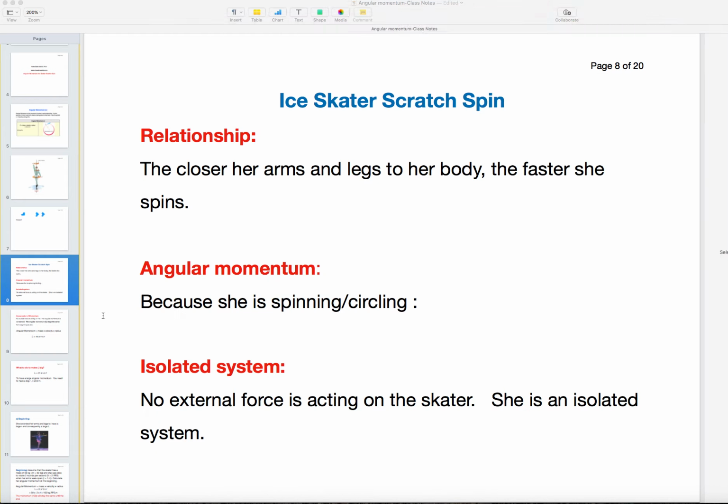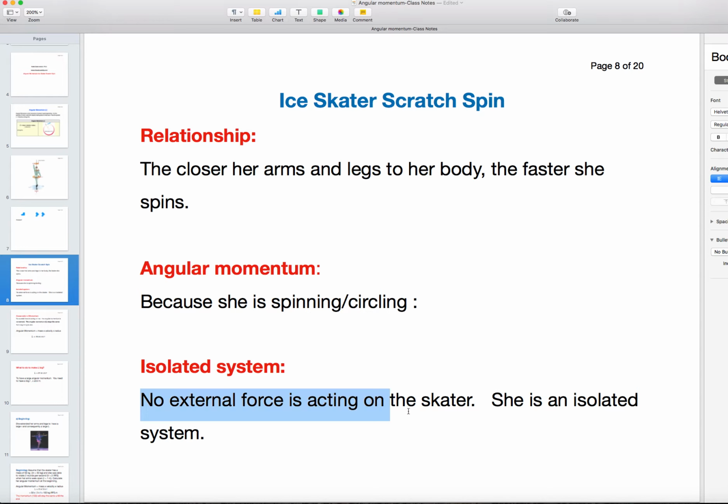Okay. First of all, we notice that there is a relationship. The closer her arms and her legs are to her body, the faster she goes. And it's angular momentum because she is spinning, circling. She's an isolated system because no external force is acting on her. She's doing everything by herself from beginning to end. There's no external force affecting her spinning.